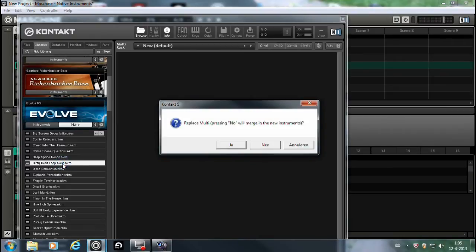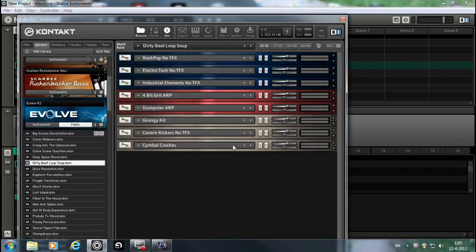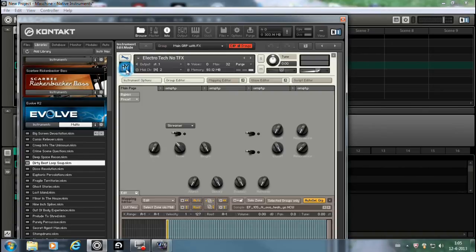Let's make some soup. So now when I play it, only the one on top, the instrument on top, is playing. So what I do is this. I don't know if this is normal, but this is what I always have to do.